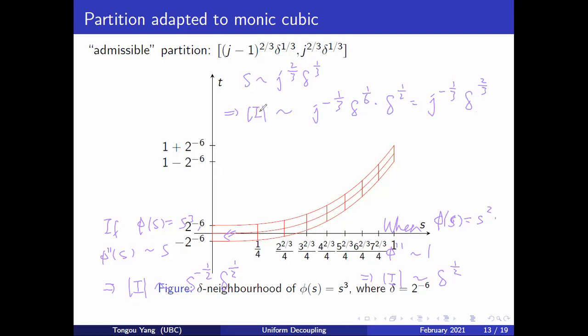But as we see from here, what is I? I is roughly j to the power negative 1/3 times delta to the power 2/3. And this is easily seen by, let's say, the mean value theorem. So we see that these two scales actually are equivalent. So this is why we chose this scale as the admissible partition. So we can also see that when j is increasing, this number becomes smaller and smaller, and the whole scale becomes smaller and smaller.